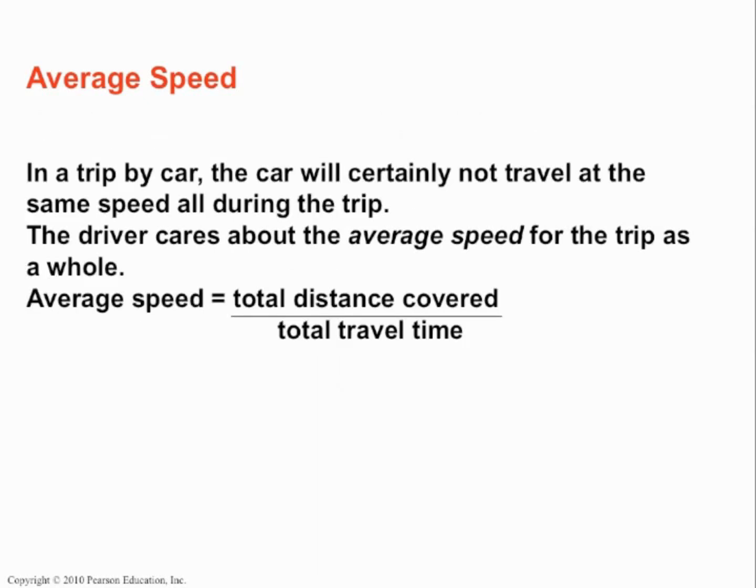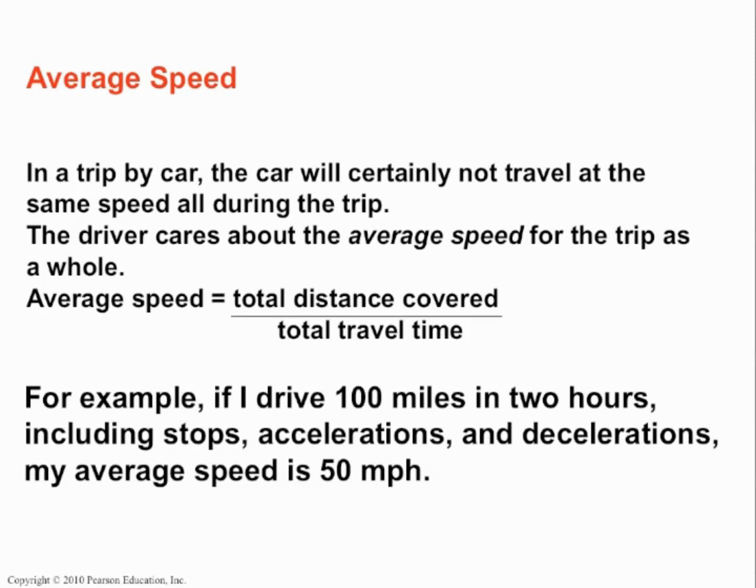In a trip by car, the car will certainly not travel at the same speed all during the trip. The driver cares about the average speed for the trip as a whole, especially for long trips. This is what matters. So the average speed equals the total distance covered divided by the total travel time. For example, if I drive 100 miles in 2 hours, including stops, maybe I stop to get gas or to use the bathroom, accelerations, because you have to speed up to the speed limit or slow down when you get off the highway. But including all that, I do the 100 miles in 2 hours. Then my average speed is 50 miles per hour. It's simply 100 divided by 2.